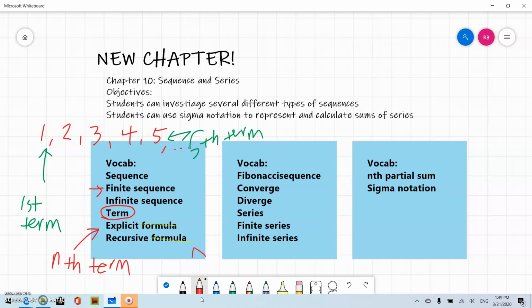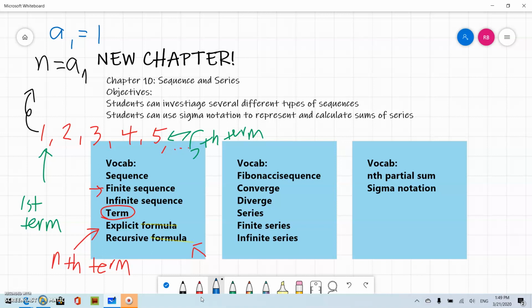A recursive formula is a formula that you build off from the previous term. So for example, the explicit formula for this one is n. Let me write it as a_n, where a is usually the term, so it's the nth term. That means if I plug in 1, I get 1, right? My first term is 1, that's what it says.